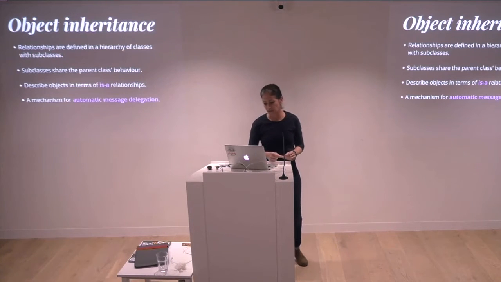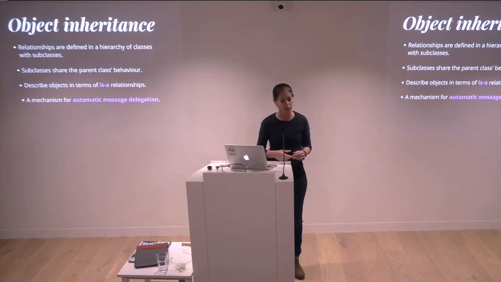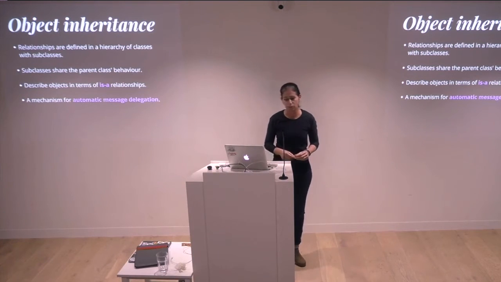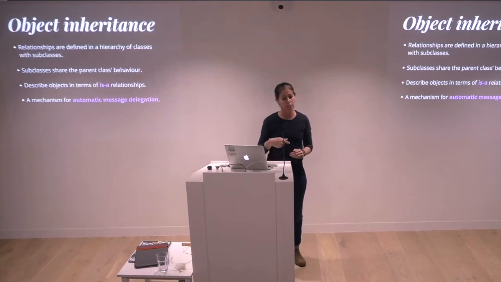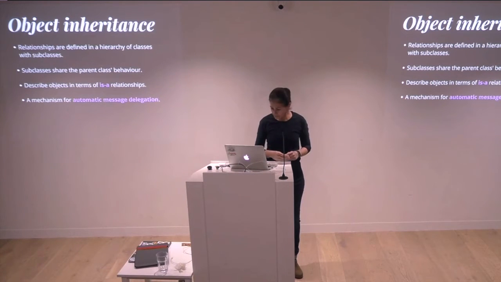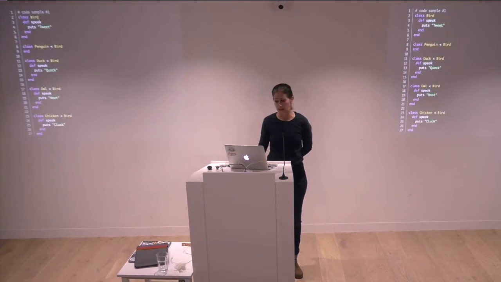It creates a relationship such that if one object can't respond to a received message, to a specific method, it delegates that message to its parent class, its creator. It goes up to the parent and looks for the method. So we don't have to write a lot of code to make this happen. We get this automatically for free by using inheritance. And let's look at one example.